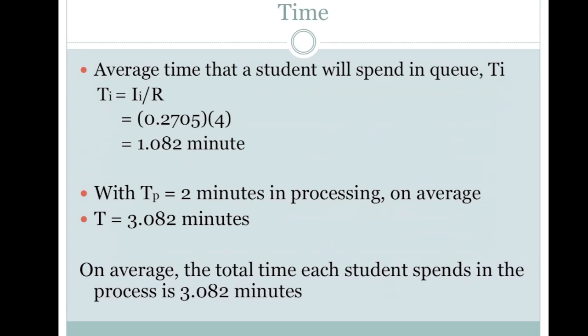So for average time, we take T equals I, the input inventory, divided by R. So we have 1.082 minutes. On average, a student spends 1.082 minutes in queue. And the average time that students spend in processing is 2 minutes. So on average, the total time each student spends in the process is 3.082 minutes.